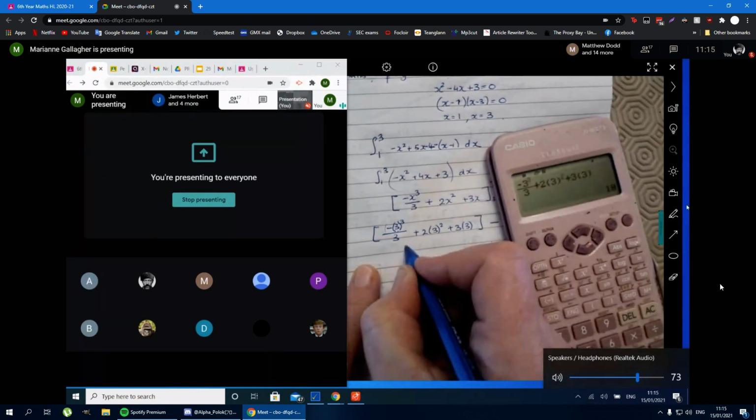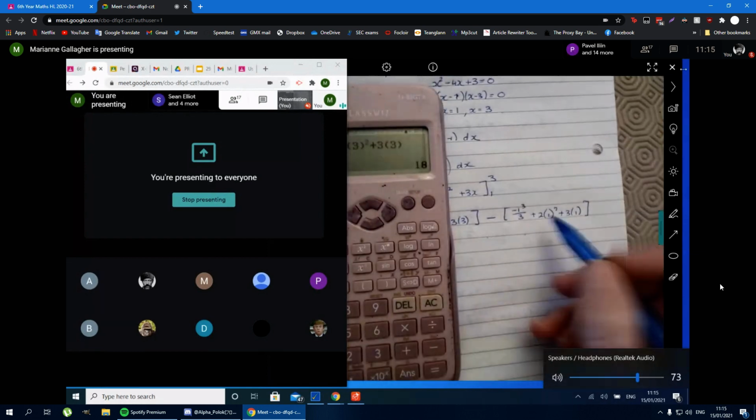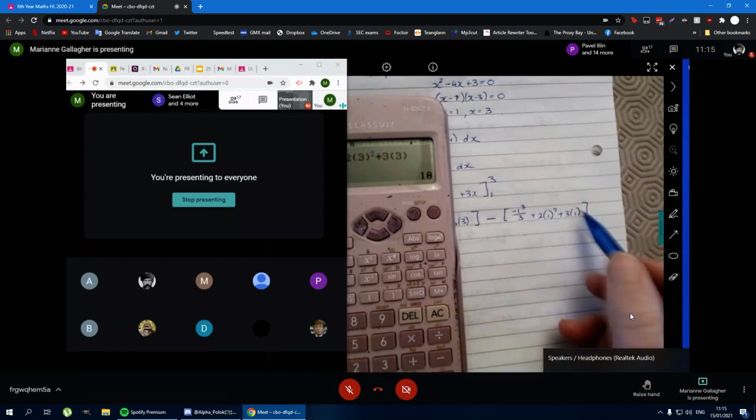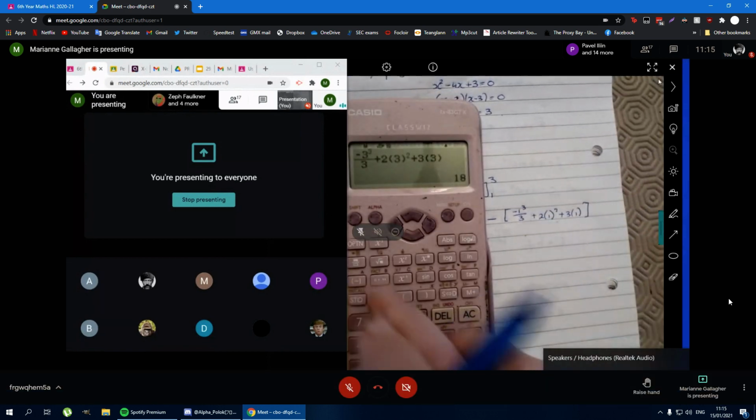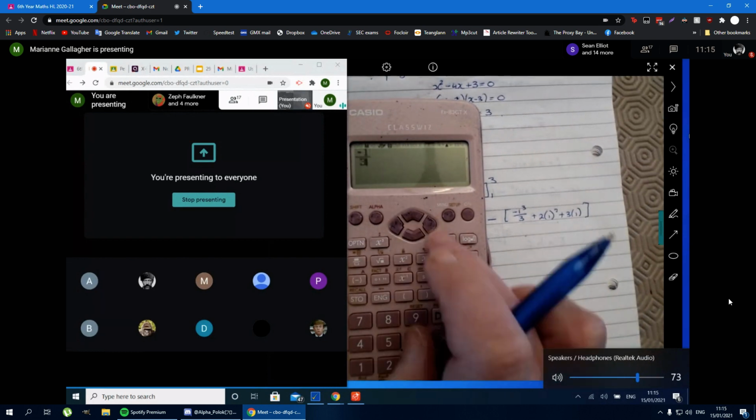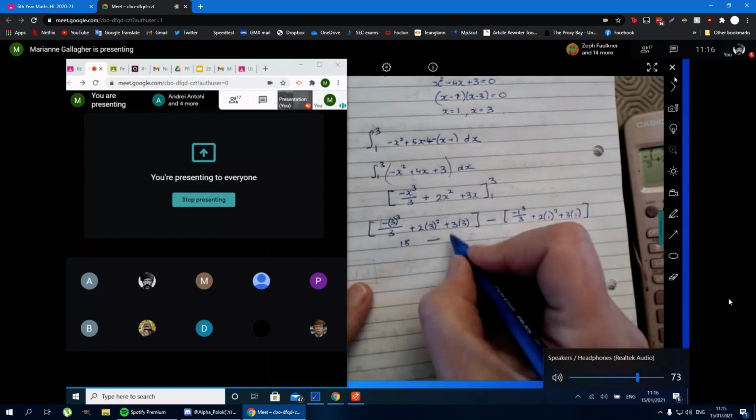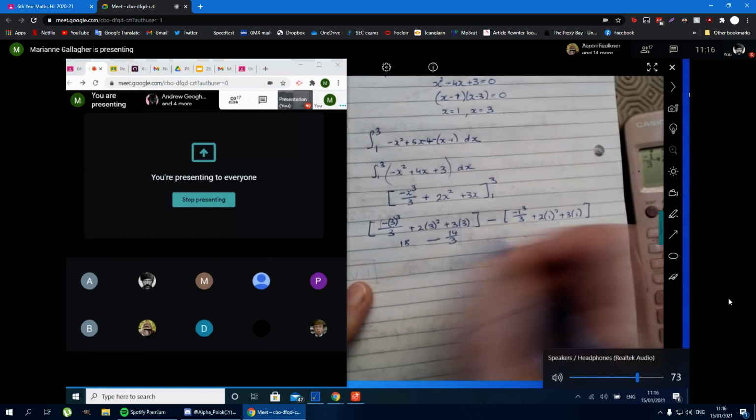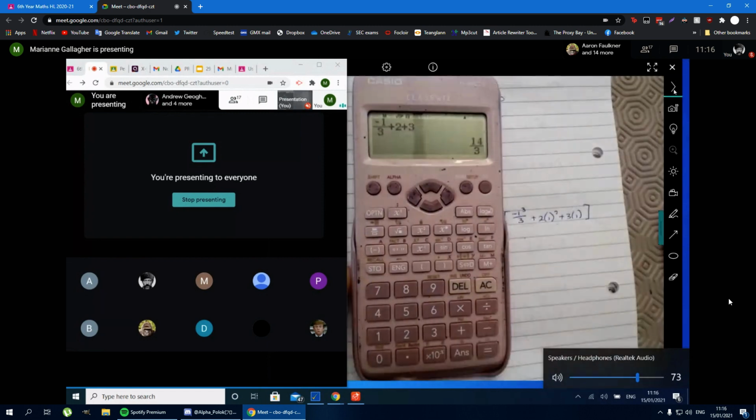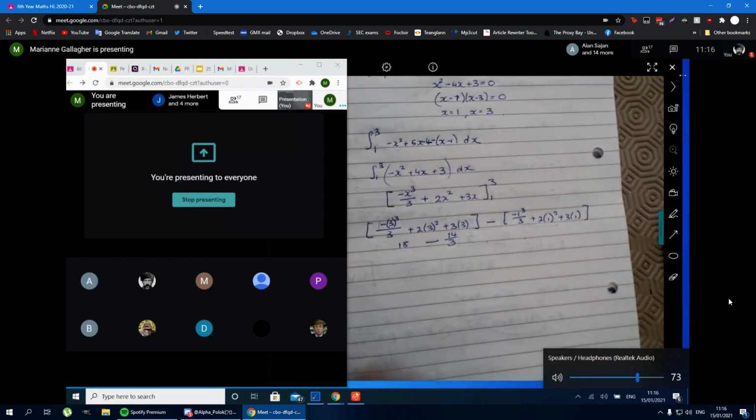So 18 is my first. Minus the second. Now I'm not going to cube and square the ones because that's all going to be just 1. So I'm just going to have negative 1 over 3 plus 2 plus 3. That's 14 over 3. So 18 minus 14 over 3, the answer is 40 over 3. Which is not what they got. They do wrong.